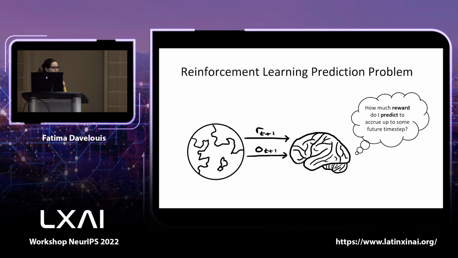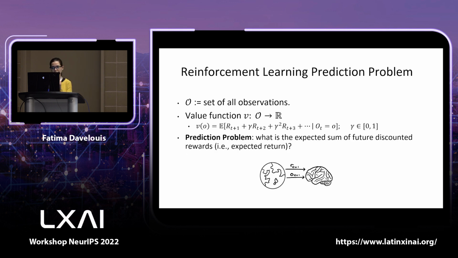So we are focusing on the reinforcement learning problem, where we have an agent that sequentially experiences an environment online. At each time step, the agent receives an observation and a reward from the environment. And typically in RL, the agent responds by taking a subsequent action. However, we focus on the prediction problem, which limits the agent to a passive learner and does not include actions nor policies. So in the prediction problem, the agent tries to answer how much reward will I accrue up to some future time step.